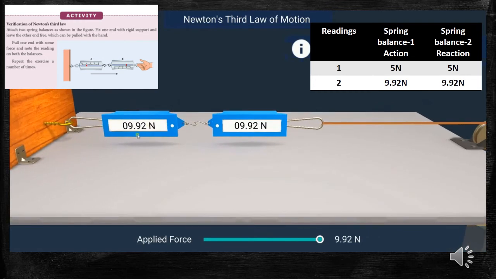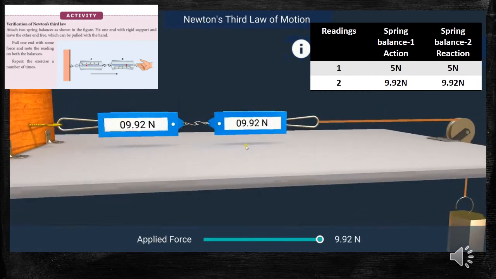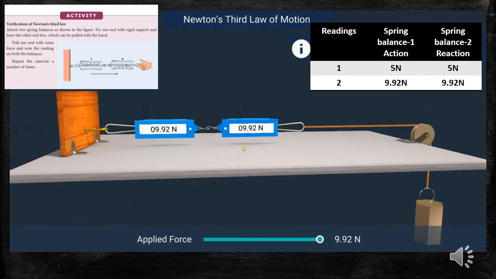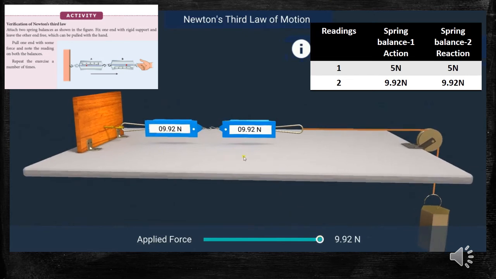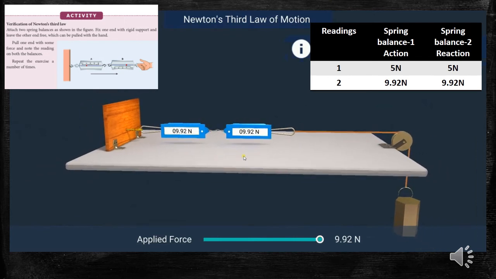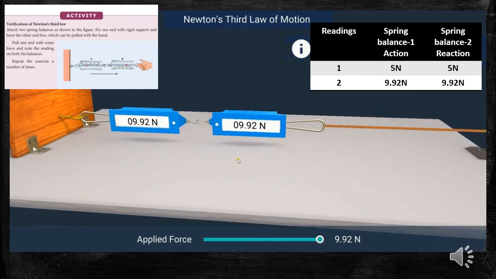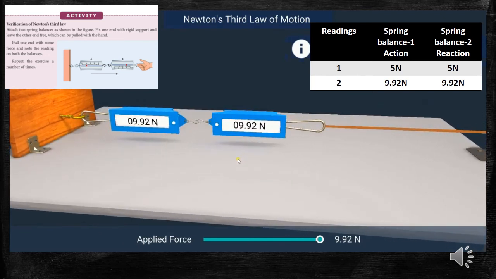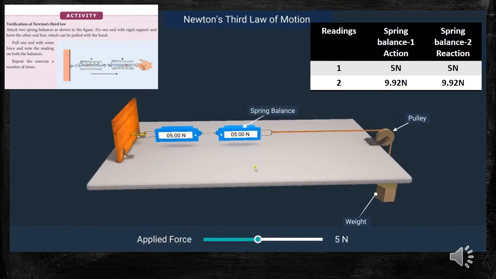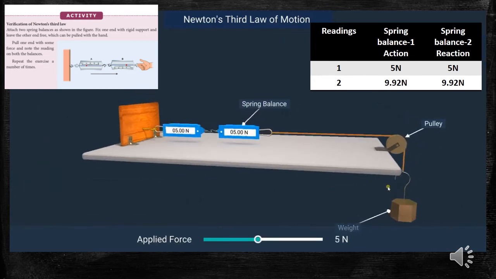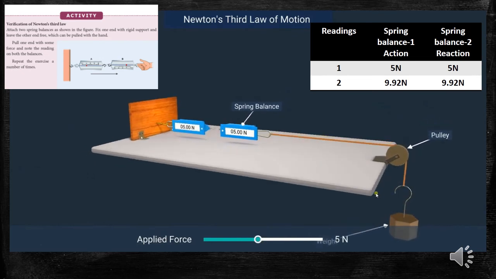If the weight is increased, in the second reading you can observe 9.92 Newton as the action force, which is shown by spring balance 1. The equal and opposite force of 9.92 Newton is shown by spring balance 2. So it shows that they are exerting equal and opposite forces on each other. Both readings are shown simultaneously at the same instant. It shows that action and reaction can be taken as a pair.